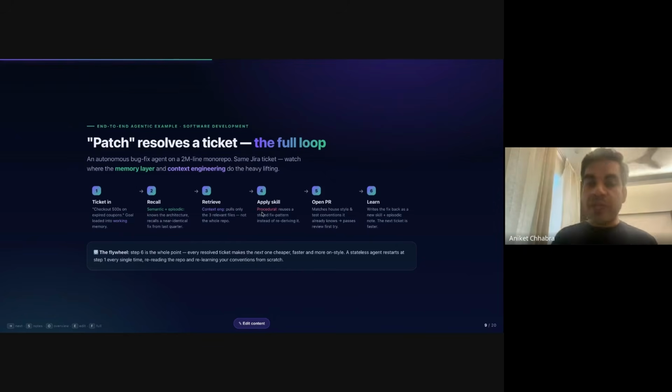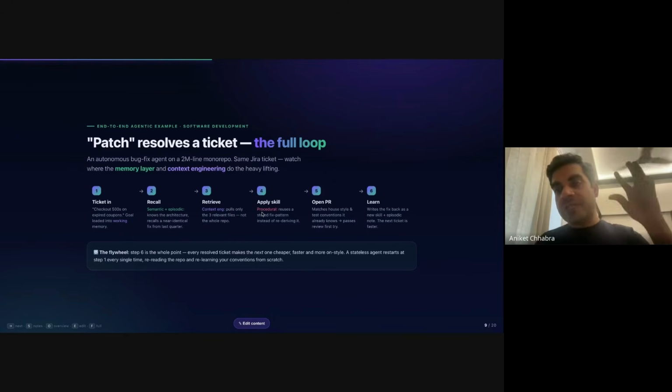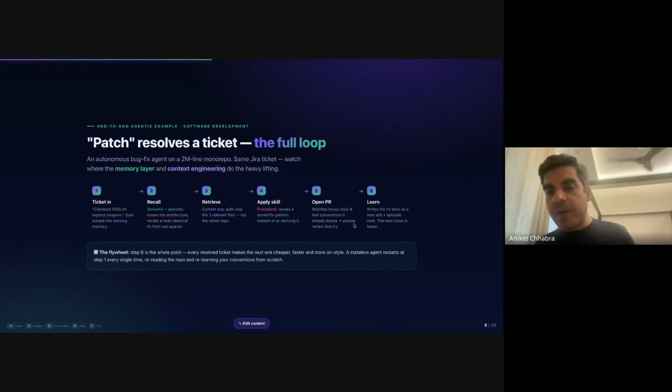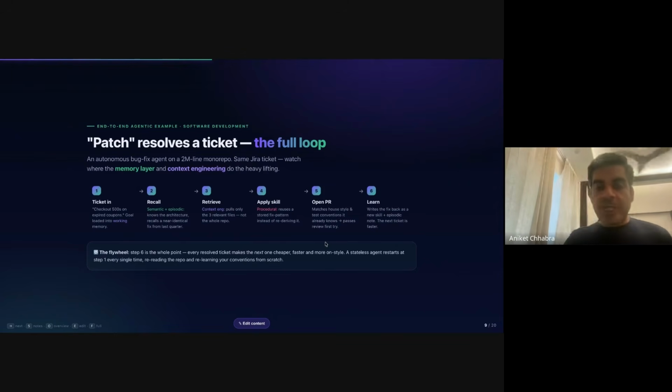And then how to fix that? You have procedural memory, which means the skill that you have saved, that knows, okay, how to solve this kind of problem because I have done this in the past. It's a recurring skill that I have, so I fix this and then send it to the user. Then open a PR and then learn, which basically means writing the fix back. And if you have fixed it differently, one more skill gets added in the procedural part. Okay, so that's how the whole loop works.